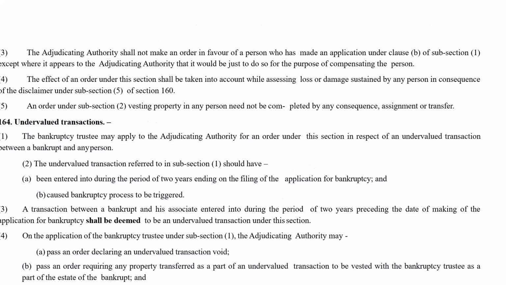The adjudicating authority shall not make an order in favor of a person who has made an application under clause B of subsection 1, except where it appears to the adjudicating authority that it would be just to do so for the purpose of compensating the person. The effect of an order under this section shall be taken into account while assessing loss or damage sustained by any person in consequence of the disclaimer under subsection 5 of section 160. An order under subsection 2 vesting property in any person need not be completed by any consequence, assignment or transfer.